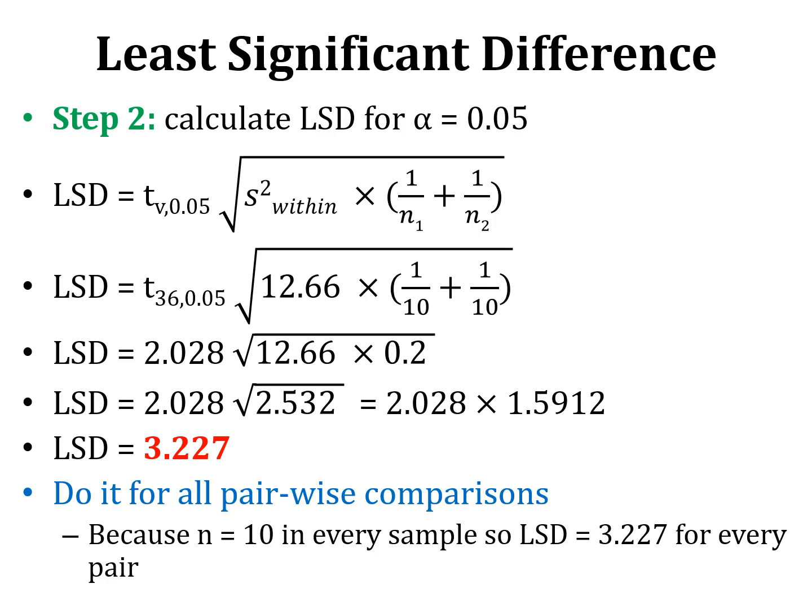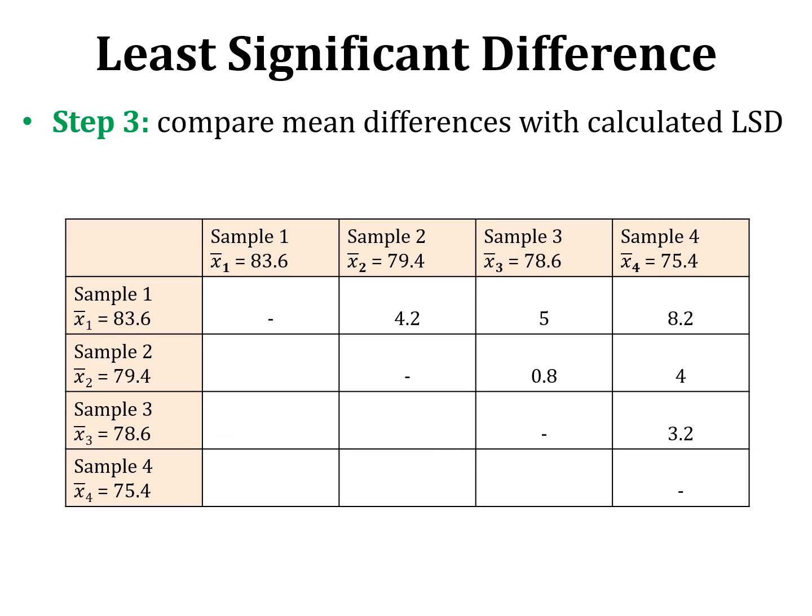And this has to be done for all the pairwise comparisons, but because in this example we have the number of observations same in all of the groups, we don't have to repeat it 5 times more. So when we have calculated this one, this is going to be applicable on all of the 6 pairs. So in step number 3, we have to compare the mean differences with calculated LSD at 0.05. So LSD at 0.05 is 3.227.